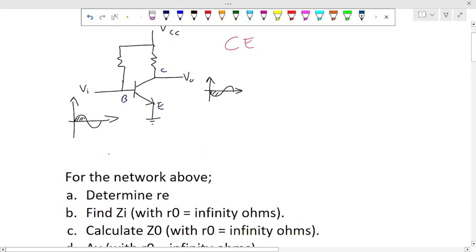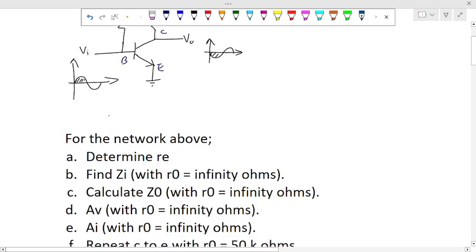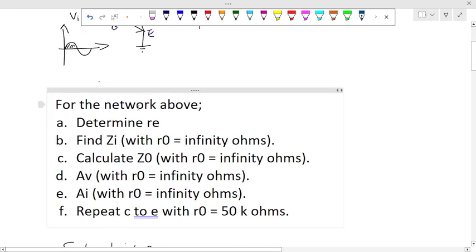So we have this, and then this guy is here. It just means the input signal is inverted. You can see this, and it comes this way. The output signal is the inverted form of the input signal. That's just the meaning of these here. So now, for the network above, determine RE, and so on. I will read each one and solve, instead of just reading the whole thing.